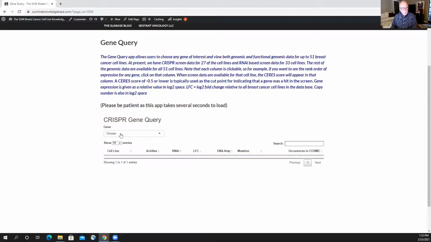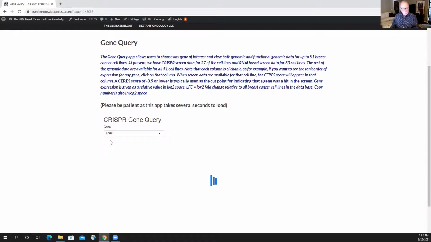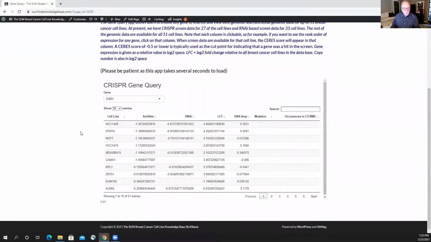So to start the gene query, you click here and then hit your backspace to make that go away, and then just type in your gene, ESR1. That's the gene name for the estrogen receptor. The database will recognize it, and you click on it, and now the software tool will go to work. And you can see we have 6 pages of data.